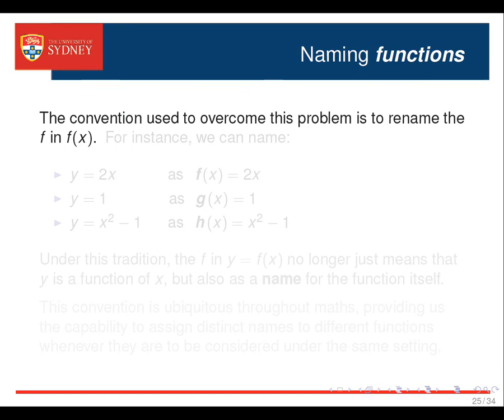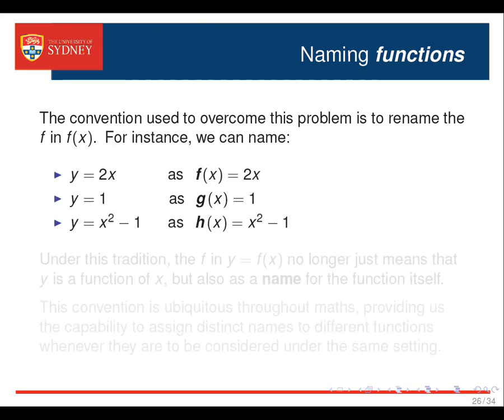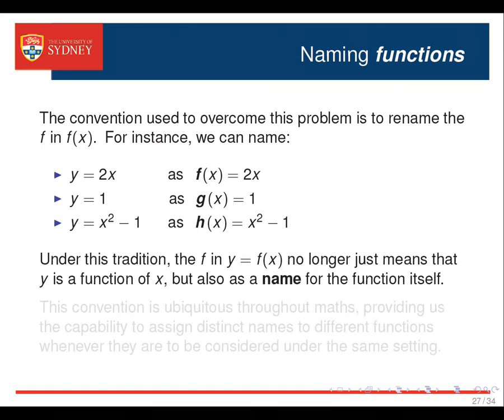Well, a convention universally used entails renaming the f in f of x to be different letters or symbols. For instance, we can name y equals 2x as the function f of x. No problems there. But then we name the function y equals 1 as the function g of x, and we call the third function something else, say h of x. You may be curious and wonder, well, doesn't the f in f of x mean a function of x? Indeed, under this naming tradition, the f in f of x no longer just stands for the word function, but the f represents a name for the function itself.